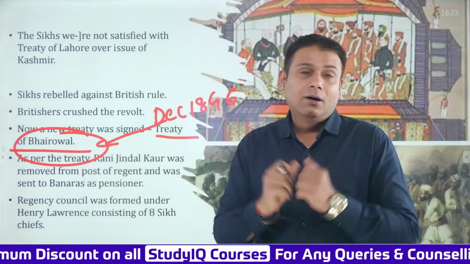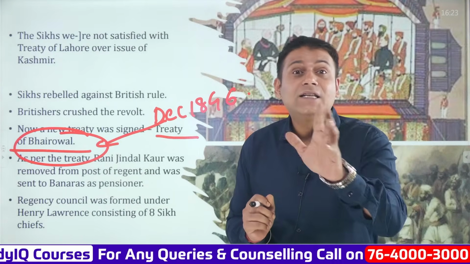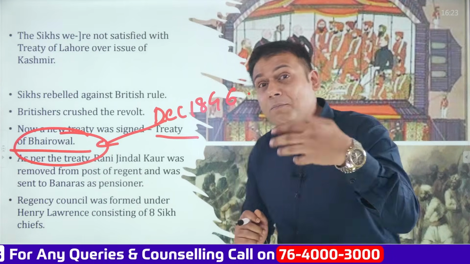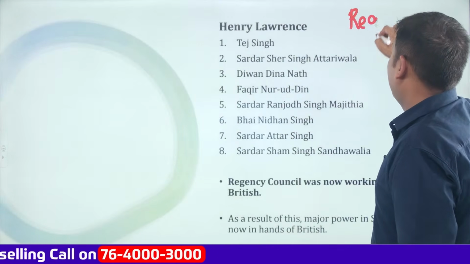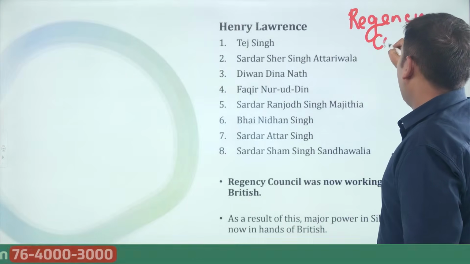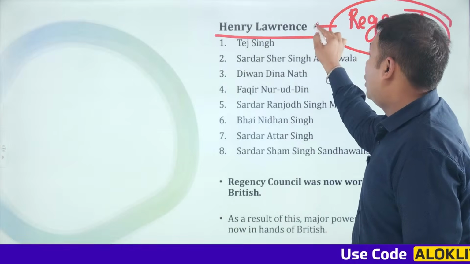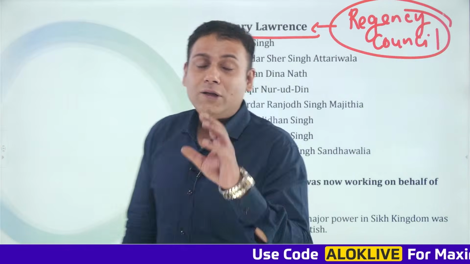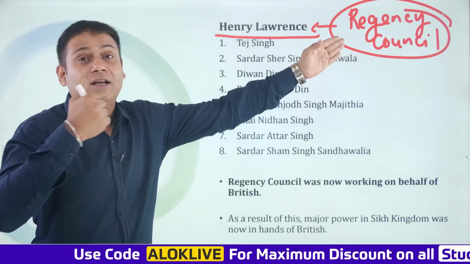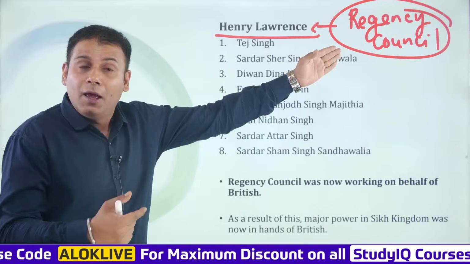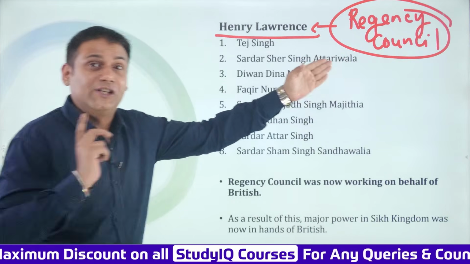So Maharaja Dalip Singh was just a minor. Who is going to assist Maharaja Dalip Singh? To assist him, a regency council was created. And the regency council was headed by Major Henry Lawrence. So specifically, the regency council is now going to act as regent for Maharaja Dalip Singh. Why? Because Maharani Jindal Kaur has been sent as a pensioner to Banaras.